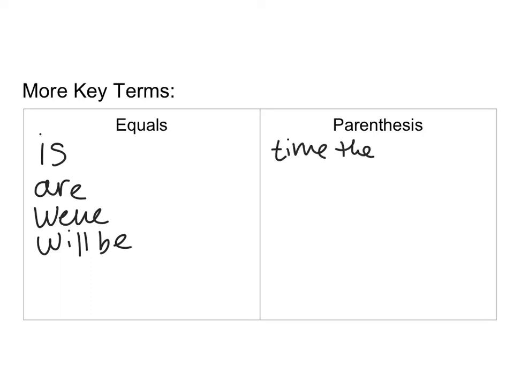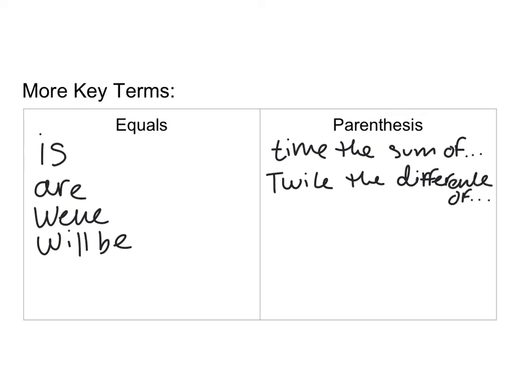times the sum of, and then it lists something, or twice the difference of, and of course either of those could be sum or difference, like that, or even just times something and then of something. And we'll talk a lot more about that as time goes on. Those are a little bit more advanced.